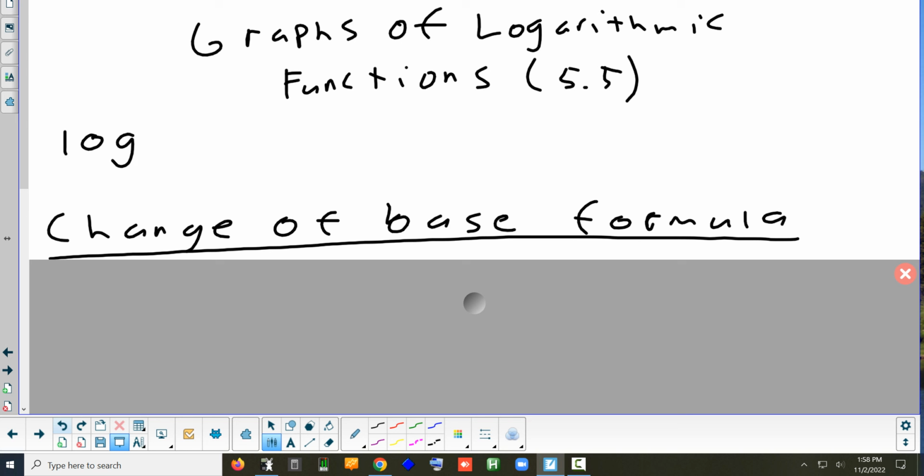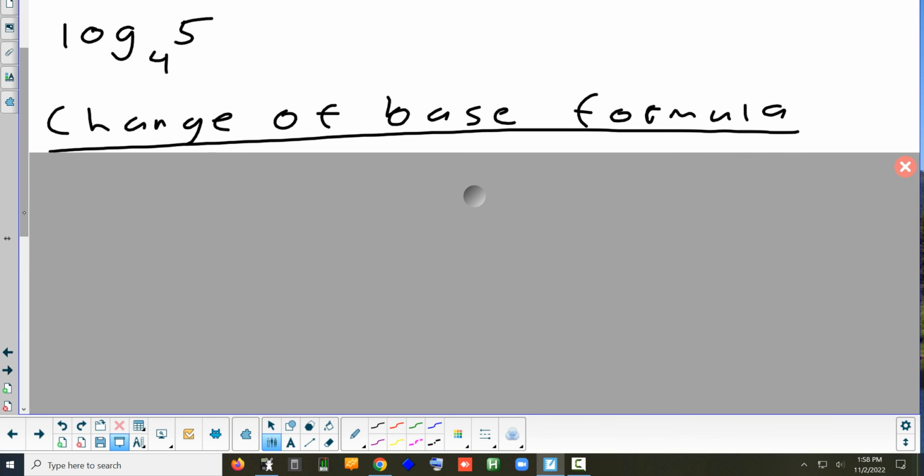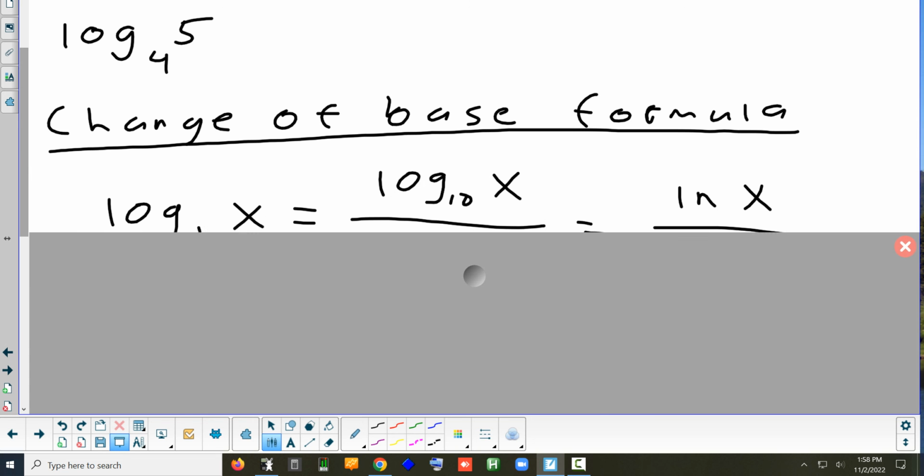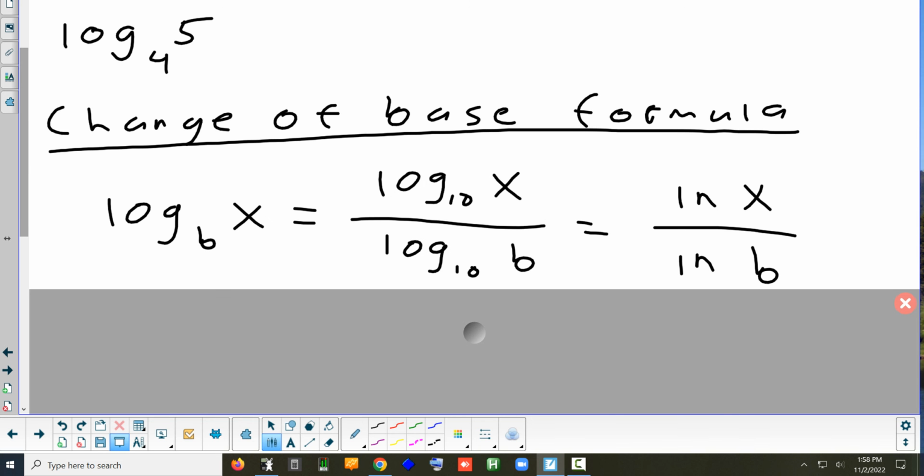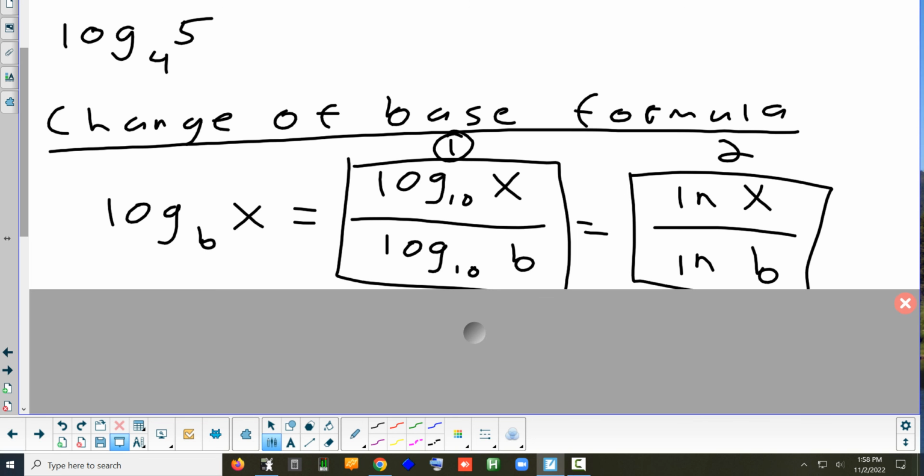Well, what if I wanted to figure out this? What's the logarithm of 5, but I want to use a base of 4? The calculator doesn't have a button for base 4, but you can still type it in. And the way you type it in is called the change of base formula. There's actually two different ways you can type it in. This is the first way. That's the second way.